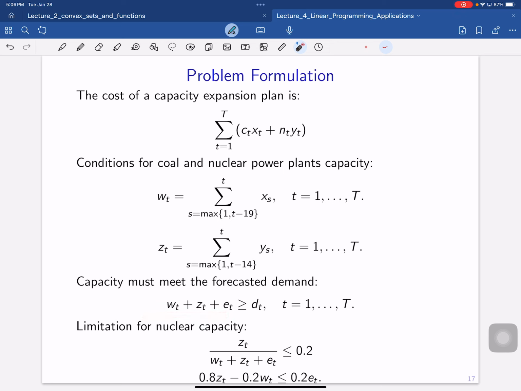Then the other constraint is the limitation for nuclear capacity, where the ratio of nuclear divided by the total capacity is less than or equal to 0.5. Of course, you can convert this into a linear inequality. So if you can convert a problem to a linear inequality, never model it as a fraction inequality. Okay, so this is still a linear program.